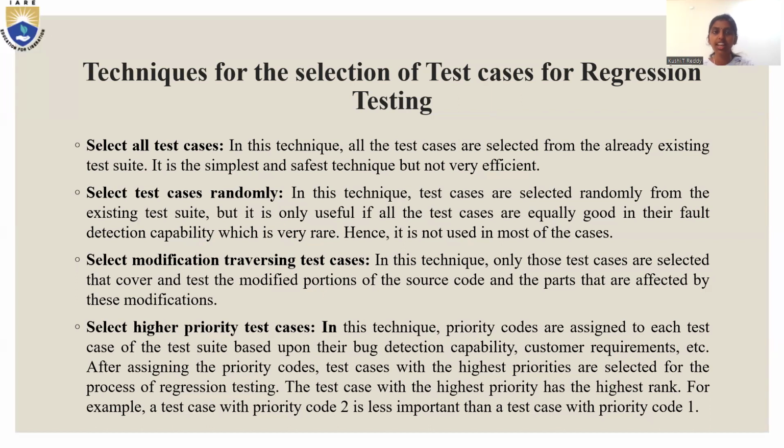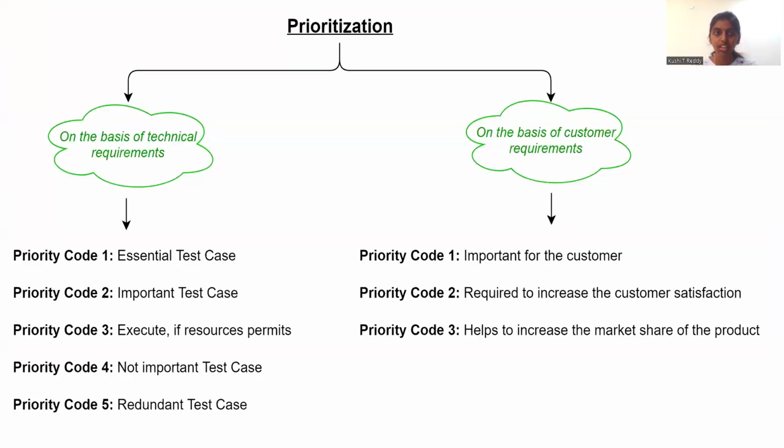So these are the different techniques: select all test cases, select test cases randomly, select modification traversing test cases, select higher priority test cases. So prioritization, how do you do it? On the basis of technical requirements and on the basis of customer requirements. So you will take all these requirements. Essential test case, one important test case, execute if the process permits, not important test case, redundant test case. These are all technical requirements.